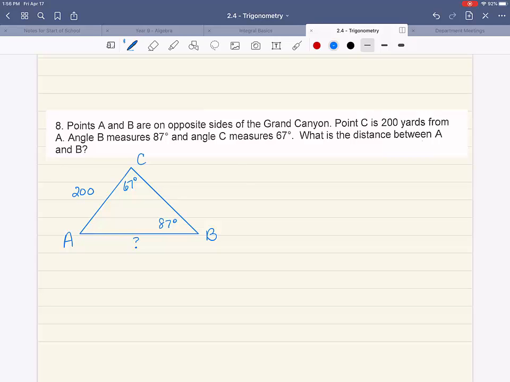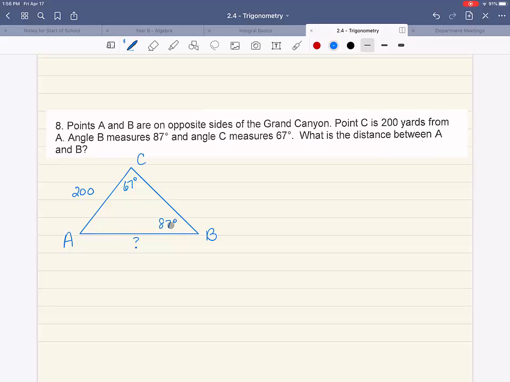All right, so what do we have here? We are looking at this problem and saying to ourselves, do we have an angle and its opposite side? So take a second, look at your triangle, and you tell me that. Do I have an angle and its opposite side? Not the angle C. What about the angle B?